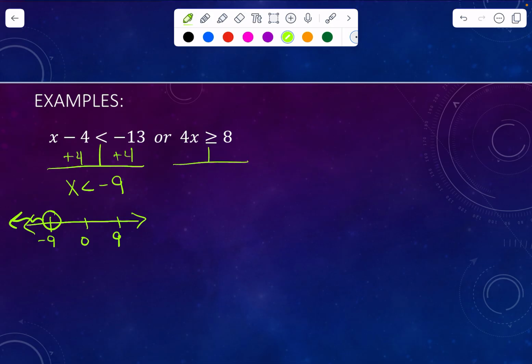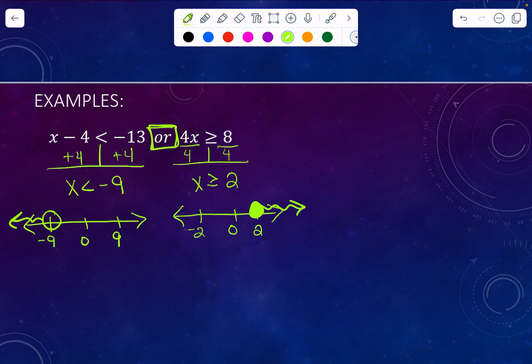Then over here, I'm going to divide by 4. And that would get me x is greater than or equal to 2. If I look at that inequality, I would have -2, 0, and 2. It would be a solid circle, and I would shade to the right. So now we ask, is it an or an and statement? And this one is an or statement. So now we're going to take those two graphs and smoosh them together. You get everything from both of them.